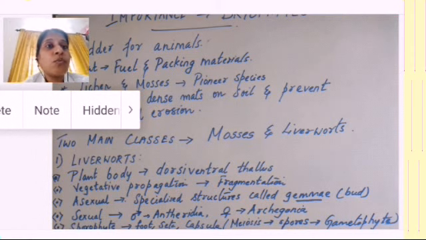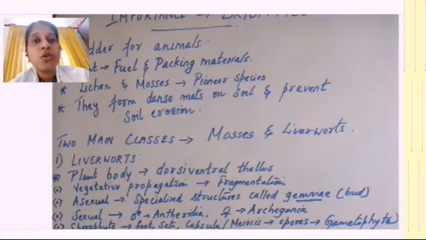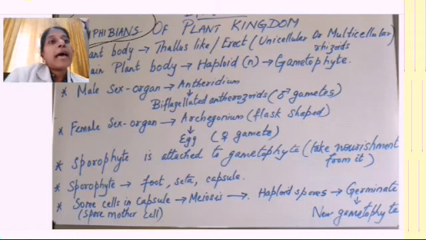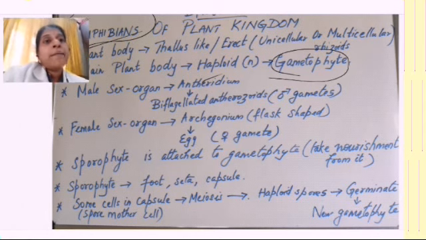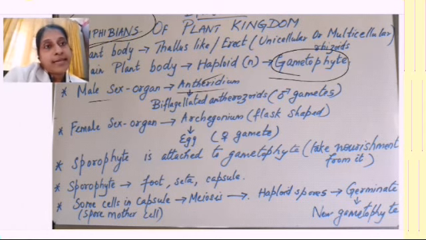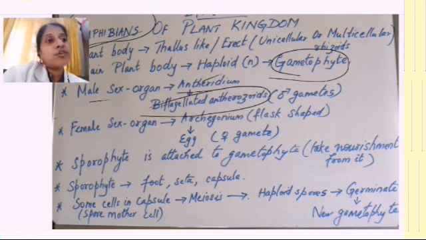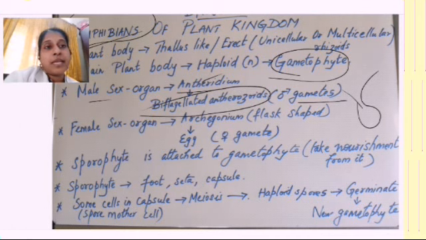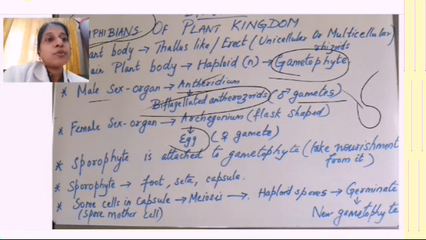Okay. Now moving on to the next part. So the plant body is the haploid gametophyte. Male sex organ we call it as what? Antheridia. Antheridia, what do they produce? They produce male gamete, biflagellated male gamete. Female, what do they produce? They produce egg.